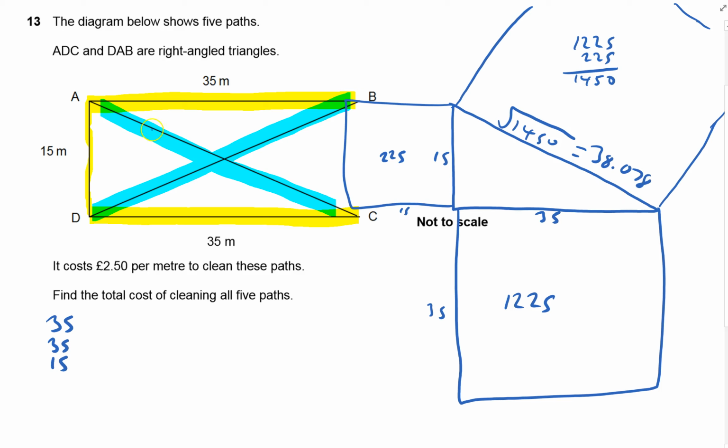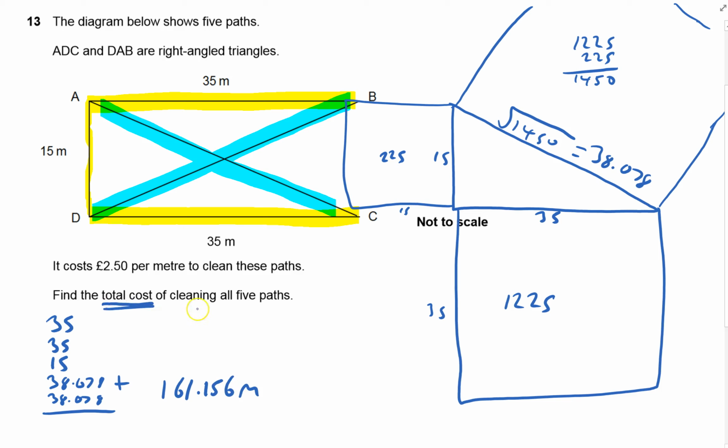But actually this blue one here is exactly the same length as this one here, because it's still 15 and 35 in that triangle. So I've got to add that 38.078 twice. So 38.078 and 38.078. Add all those up, and that gives me 161.156. And that's how many metres, and that's not what the answer was.